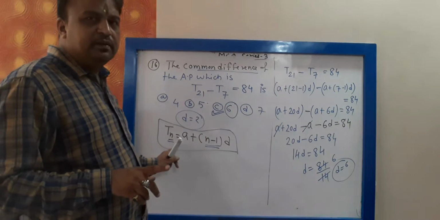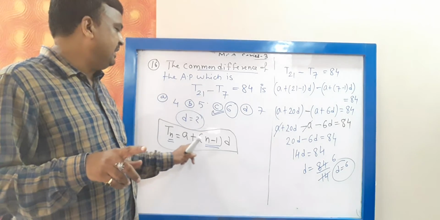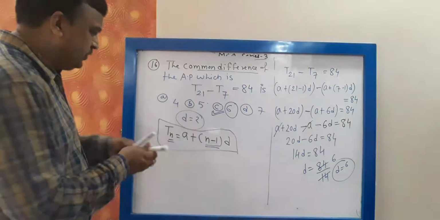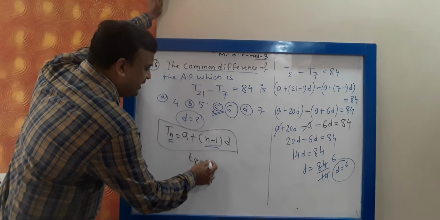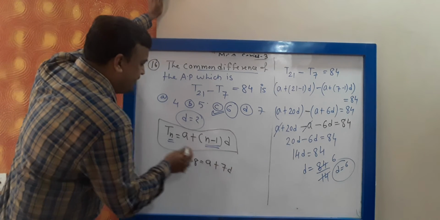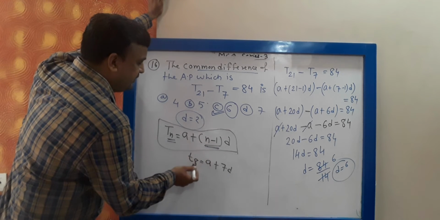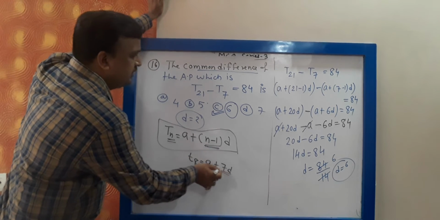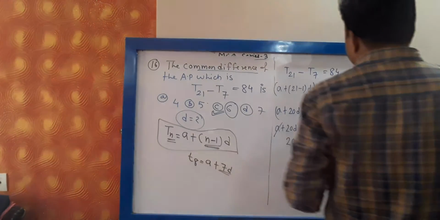So you remember the basic general term of AP, Tn, A plus n minus 1 into D. So if it is asked what is the value of T8, you can directly write A plus 7D, because if it is n, then it is n minus 1. It is 1 less. So if it is 8, it will be 7D. You can directly write. And this side you have to be careful.